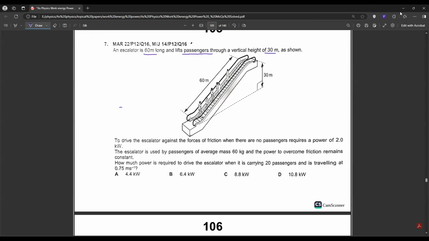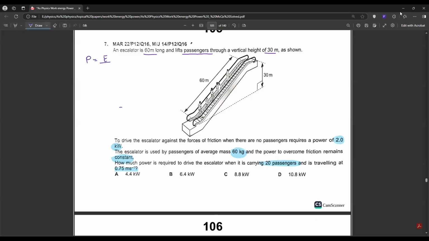Perfect. To drive the escalator against the forces of friction when there are no passengers, we require a power of 2 kilowatts. The escalator is used by passengers of average mass 60 kg and power to overcome friction remains constant. Perfect. How much power is required to drive the escalator when 20 passengers are traveling at a speed of 0.7 m s^-1? First and foremost, power has a formula of what?